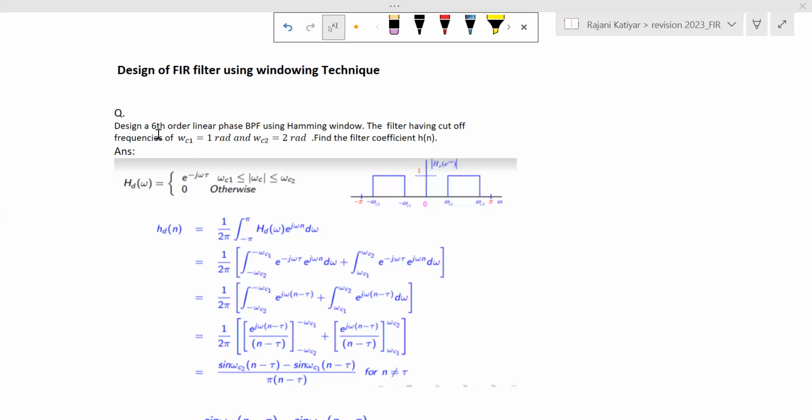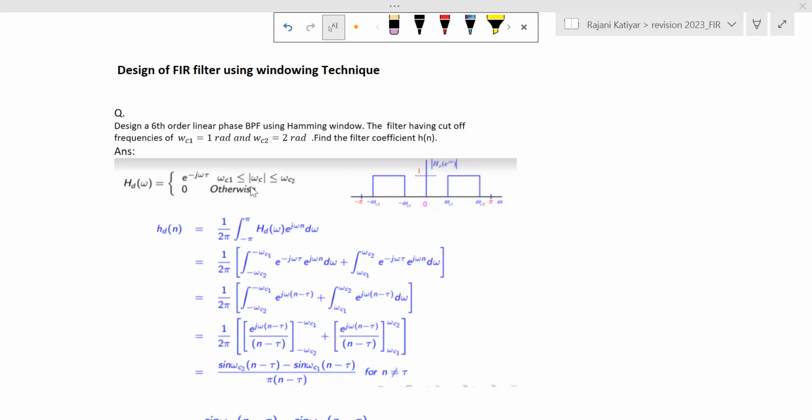In this question, it is a sixth order filter, so the number of coefficients is 7, and in that case the delay tau is equal to 3. So HD of omega is equal to 1 into e power minus j omega tau, in the range of omega C1 to omega C2. The modulus value of omega C represents the same frequency, and it will be assigned to the left-hand side of the axis and the right-hand side of the axis too.